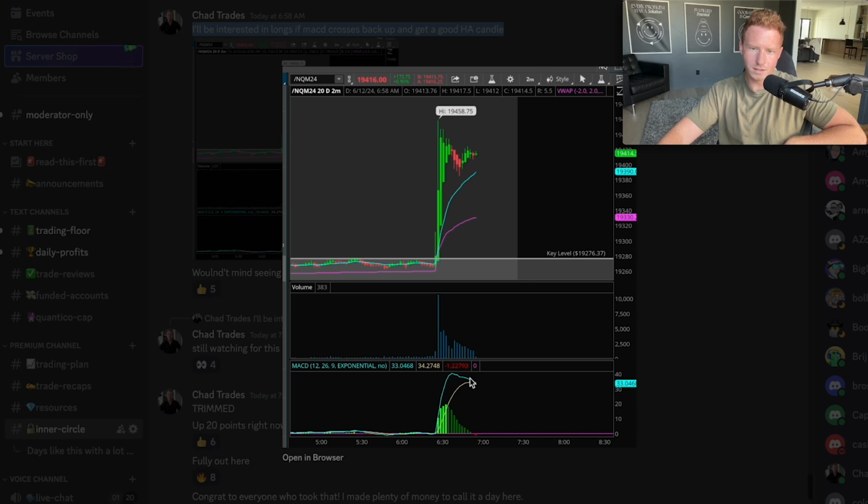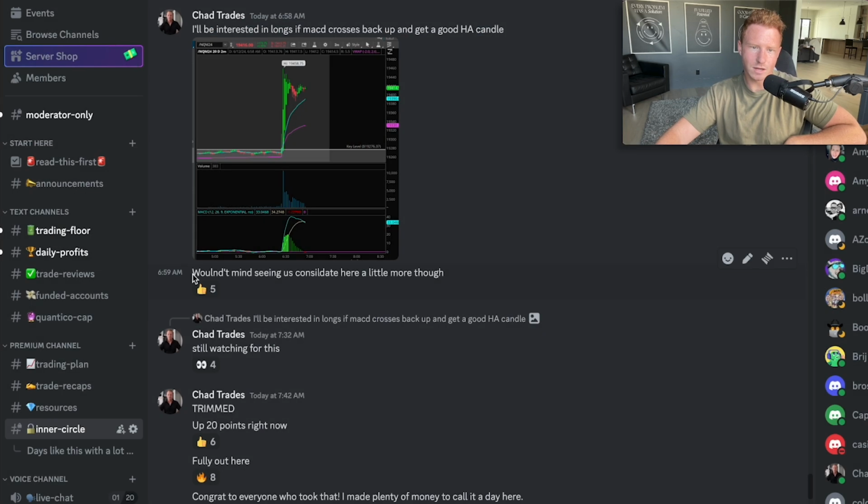Okay, so you can see the MACD just crossed to the sell side, right? Basically what I was saying is I want to see it come back around and cross again to the buy side and also get a green Heikin-Ashi candle. I also said, wouldn't mind seeing us consolidate here a little more though. Okay, so that was at 6:58.